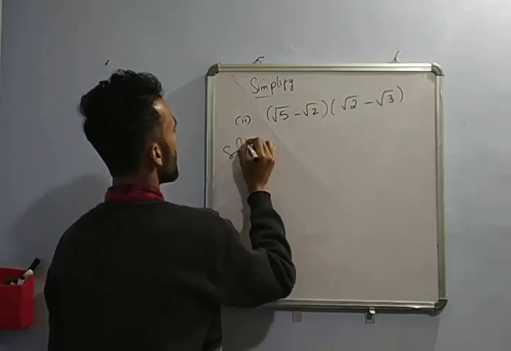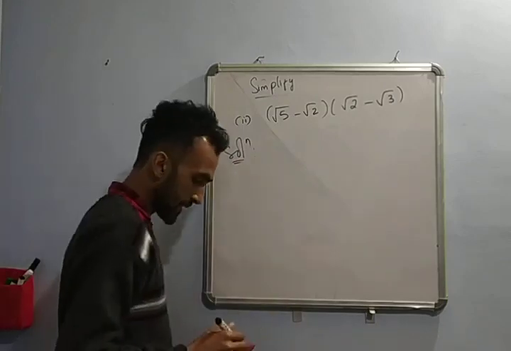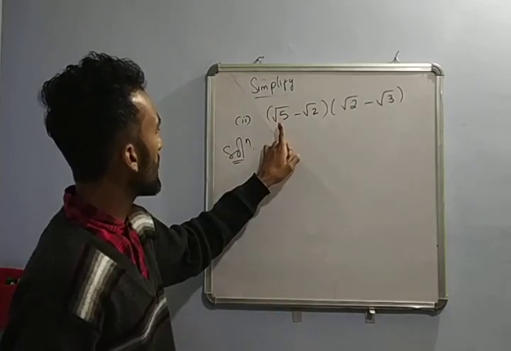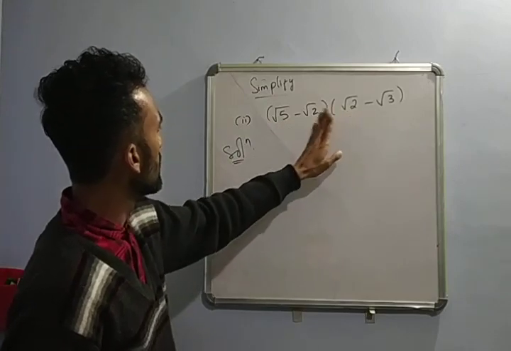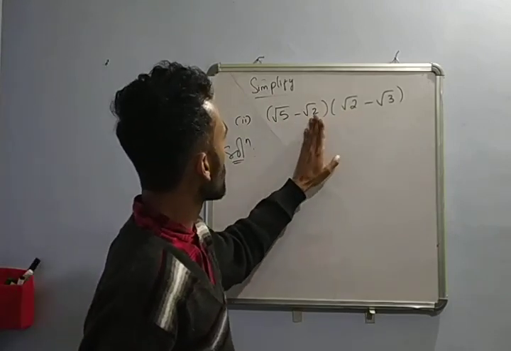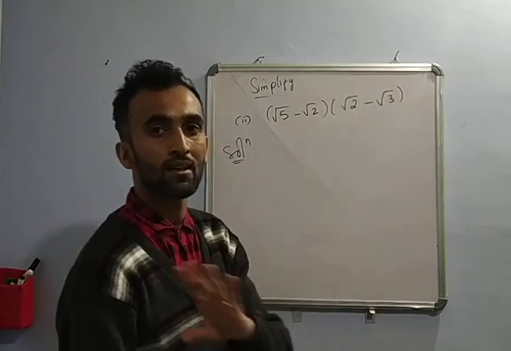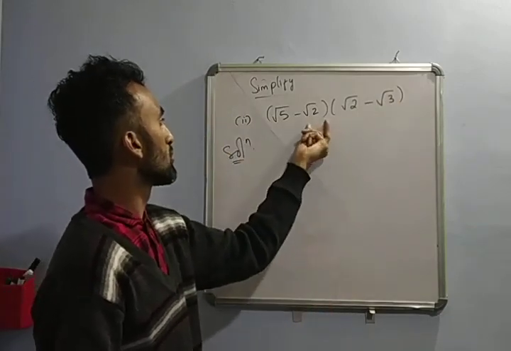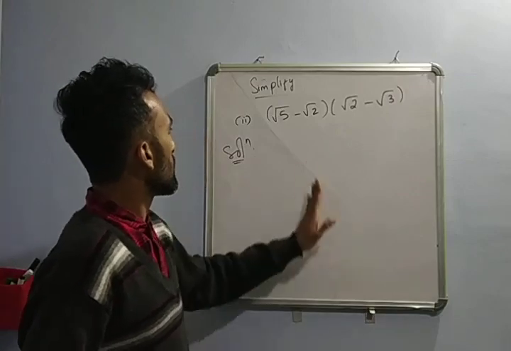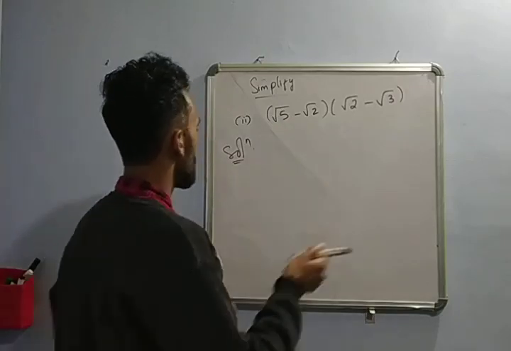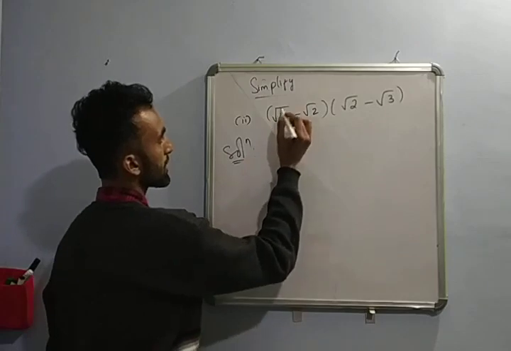Now how will I multiply? There is no pattern followed here, because earlier we had a plus b, a minus b, but this is completely different. Root 5, root 2, root 5 minus root 2, minus root 3, nothing is the same. Just root 2 is the same, but I cannot use one of the identities here. So what will I do? I will do a simple product, and the trick is like this.